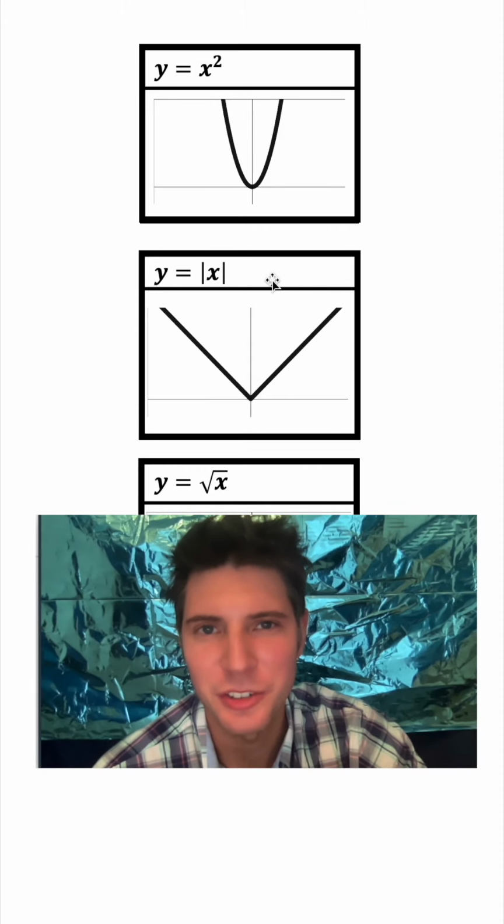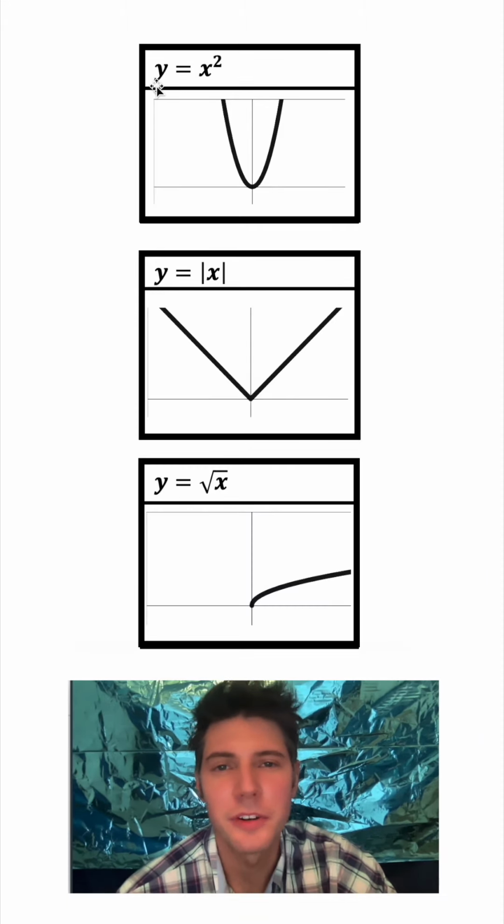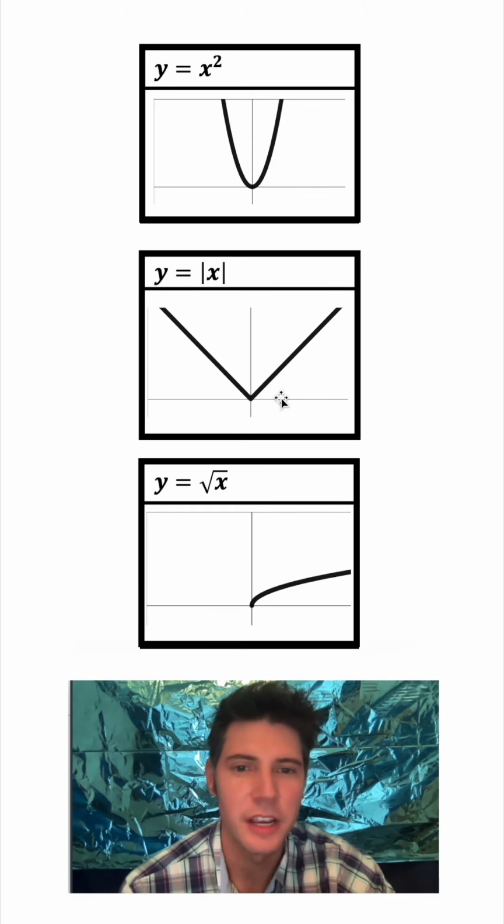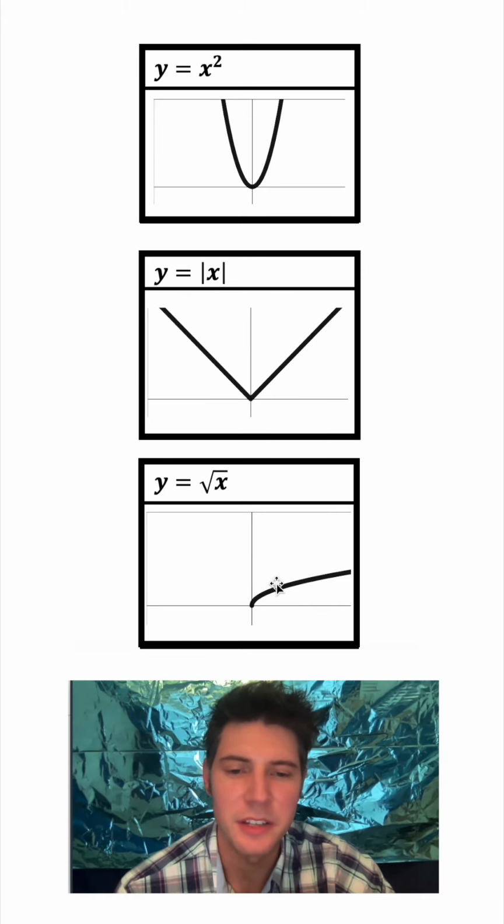I wanted to talk about transformations of functions. This is the parent function of y equals x squared. It makes a nice parabola. You have y equals the absolute value of x. It makes a sharp V at 45-degree angles. And you have y equals square root of x. It makes a shape like this.